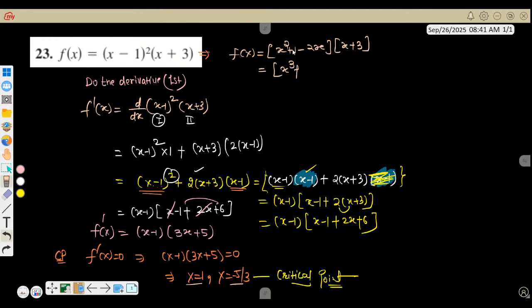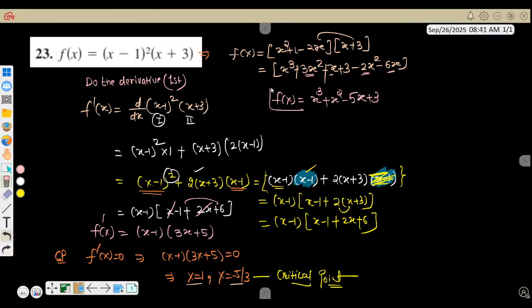So x cube plus 3x square, 1 with this x plus 3, and now 2 with this minus 2x square, and then this minus 6x. Right or wrong? Now you have to combine the terms. So x cube is only a single term, 3x square minus 2x square becomes only 1x square, and you can see x or 6x minus 5x and then plus 3. This is your expanded form of the function. Got it?